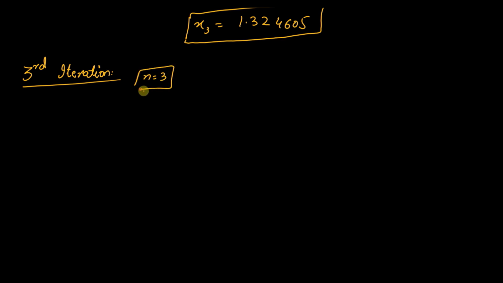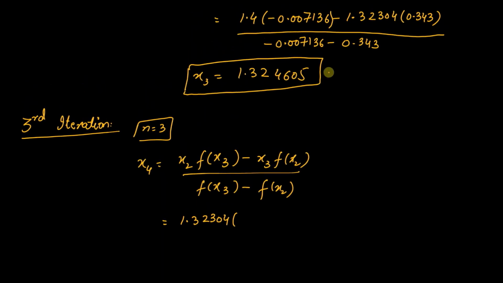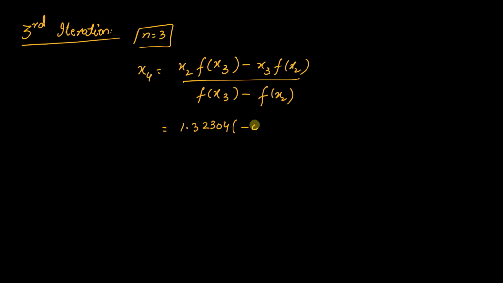In that case, we need to substitute n is equals to 3, and the customized formula is x4 equals (x2 f of x3 minus x3 f of x2) divided by (f of x3 minus f of x2). We need to substitute the values. So we have 1.32304 f of x3. Okay, we need to find the function value also. So here we have f of x3 is equals to negative 0.000481, that is less than 0. So we need to substitute here.